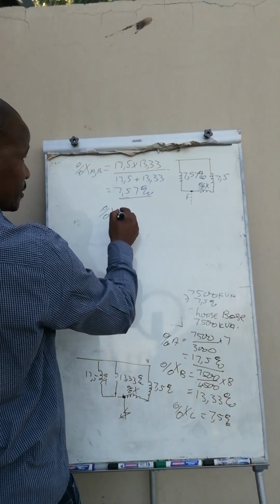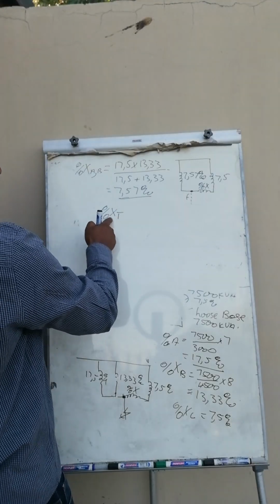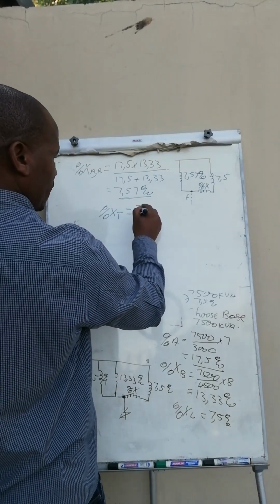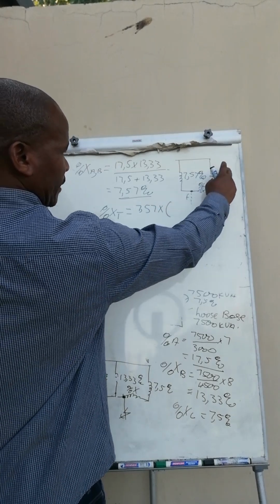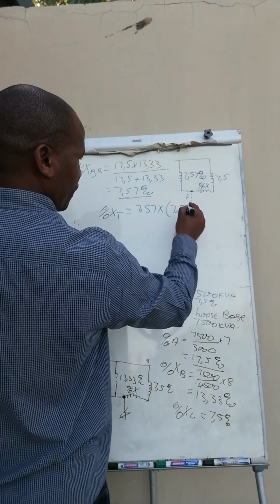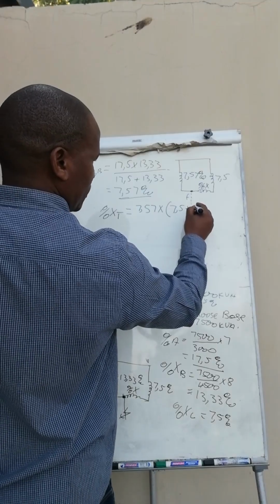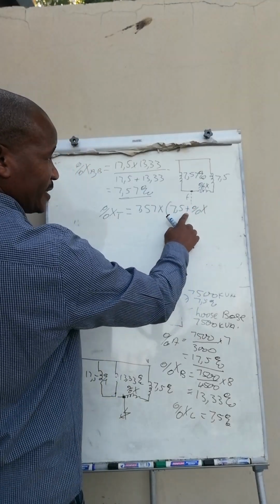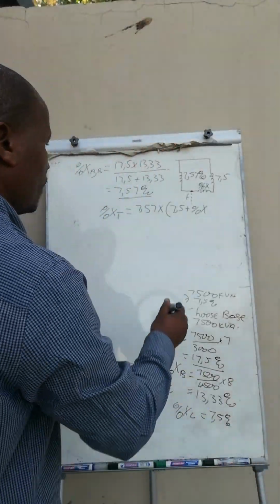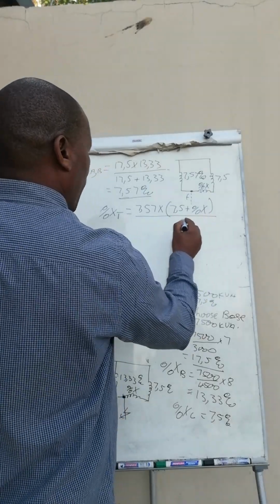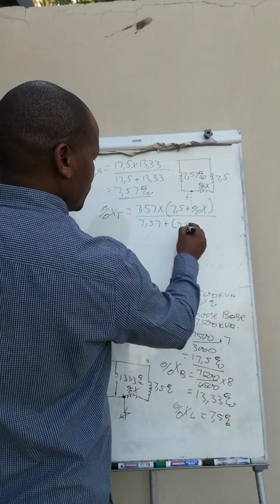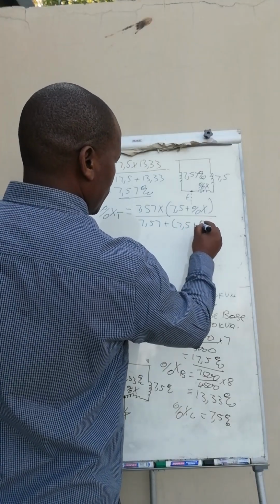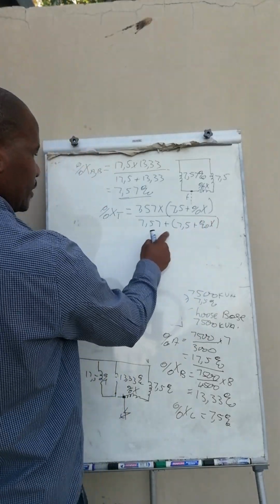Percentage XT, total percentage reactance, is gonna be 7.57 multiplied by open brackets 7.5 plus percentage X. Why do we add them? They are in series. We add them together because they are in series. All over 7.57 plus 7.5 plus percentage X. This is one thing there.